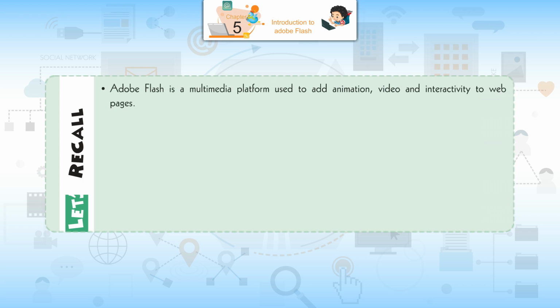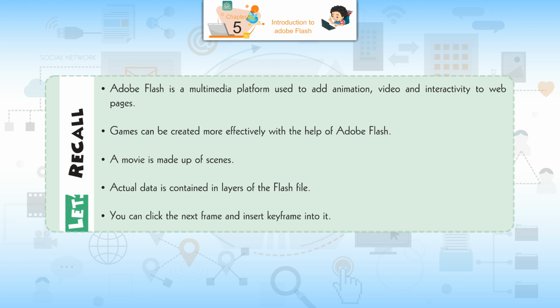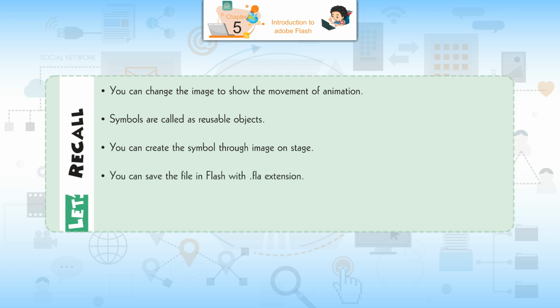Let's recall. Adobe Flash is a multimedia platform used to add animation, video and interactivity to web pages. Games can be created more effectively with the help of Adobe Flash. A movie is made up of scenes. Actual data is contained in layers of the Flash file. You can click the next frame and insert keyframe into it. You can change the image to show the movement of animation. Symbols are called as reusable objects. You can create the symbol through Image on Stage. You can save the file in Flash with .fla extension.